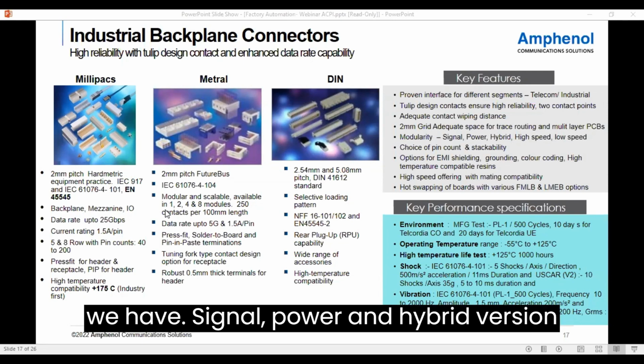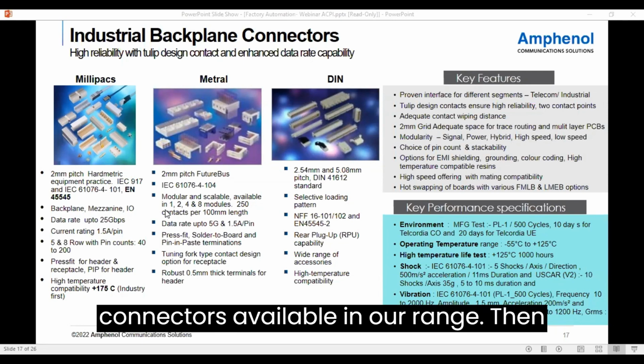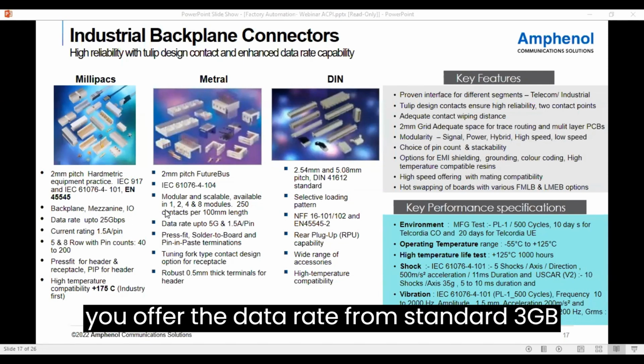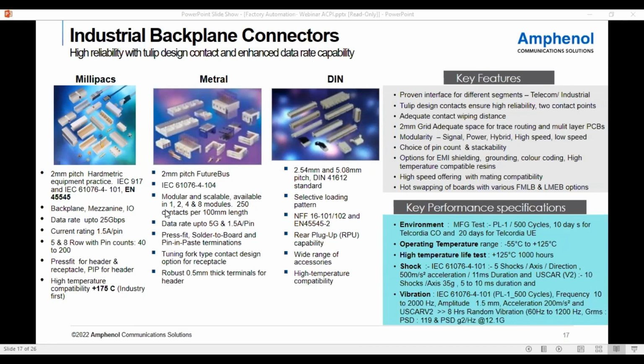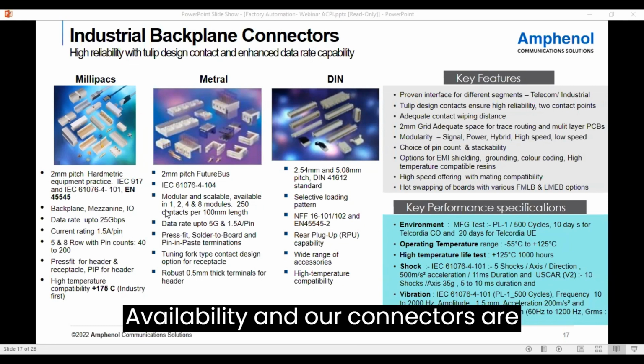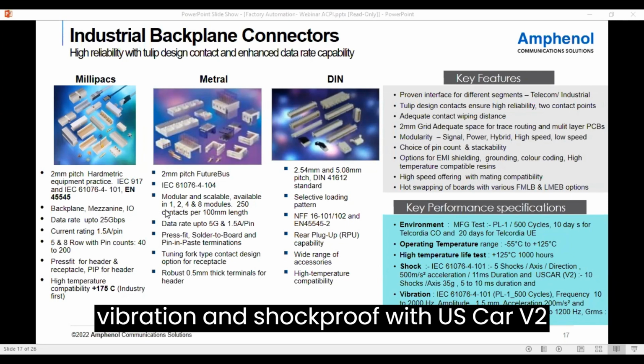We have signal, power, and hybrid version connectors available in our range. We offer data rates from the standard 3 GB per second to 25 GB per second. And our connectors are vibration and shock proof, with USCAR V2 compliance.